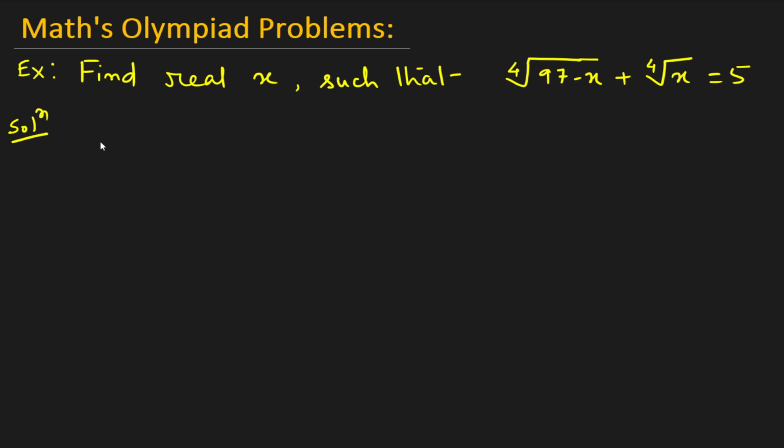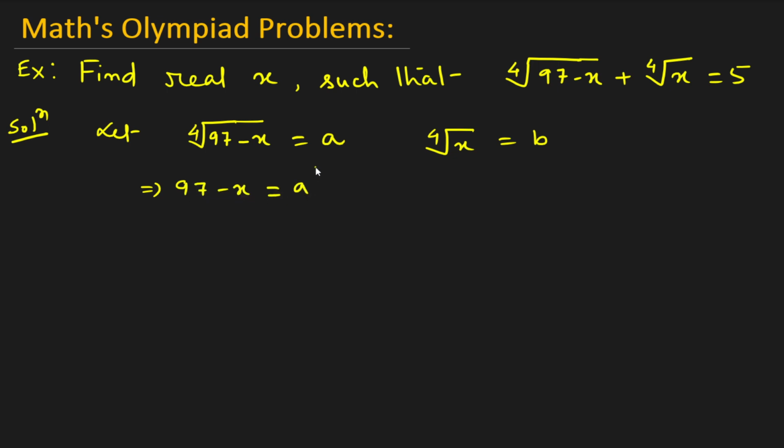Since it is a fourth root, it will be a little bit different if we go in a normal way to solve it. So before starting the actual solution, let us suppose that the fourth root of 97 minus x is equal to some number a, and in the same way the fourth root of x is equal to b. Now if you take the fourth power on both sides, 97 minus x will be equal to a to the power 4, and x will be equal to b to the power 4.